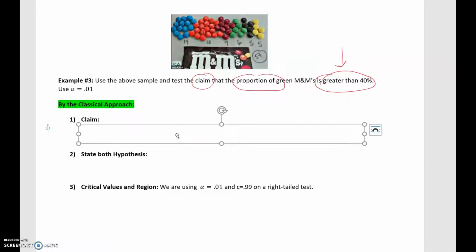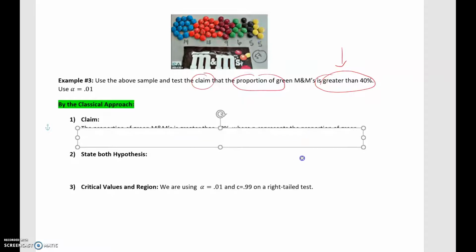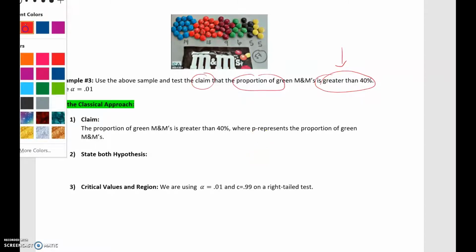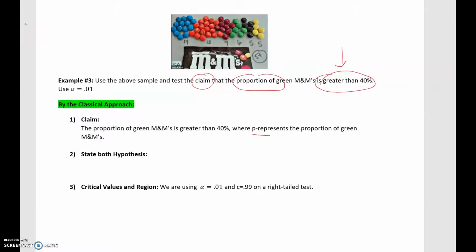So in this case, let me rewrite the claim. The proportion of the green M&Ms is greater than 40%. We're looking at the following sort of sentence, and make sure that it is clear in your sentence that P represents the proportion of the green M&Ms.